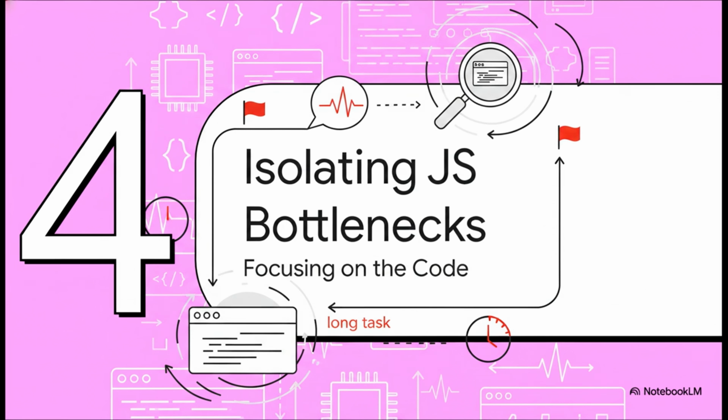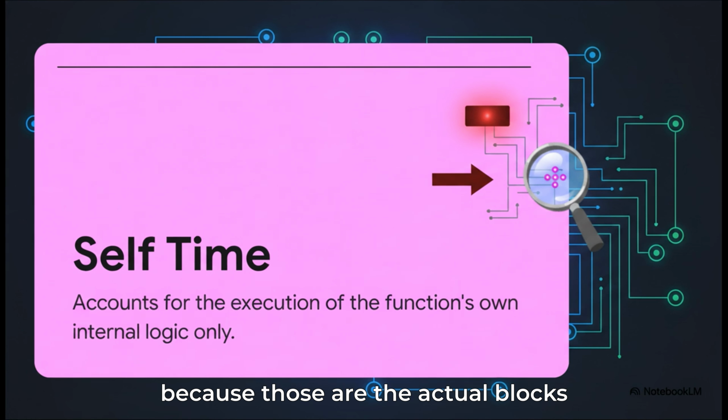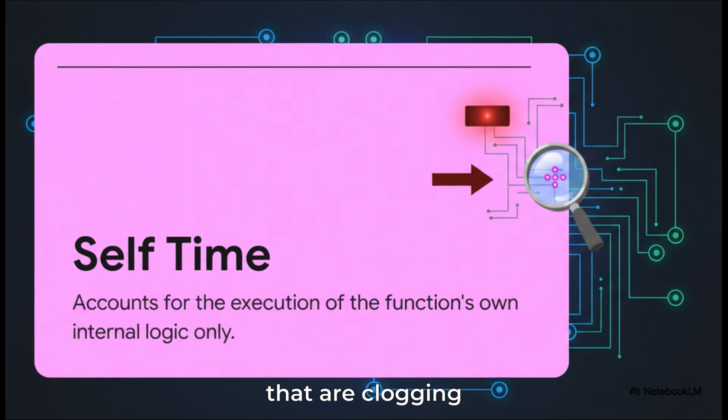Which brings us to part 4, isolating JavaScript bottlenecks by focusing on the code. We found the red flags, we checked the vital signs, and now we need to dig a little deeper. We're shifting from high-level visual metrics down to the actual underlying JavaScript that's freezing the UI. To catch the culprit, you have to understand the difference between two metrics: total time and self-time. Total time includes the entire duration of a function, plus all the other functions it calls beneath it. But self-time only accounts for the execution of the function's own internal logic. When we're hunting for performance bottlenecks, we're looking for functions with a high self-time, because those are the actual blocks of computational heavy lifting that are clogging up our main thread.